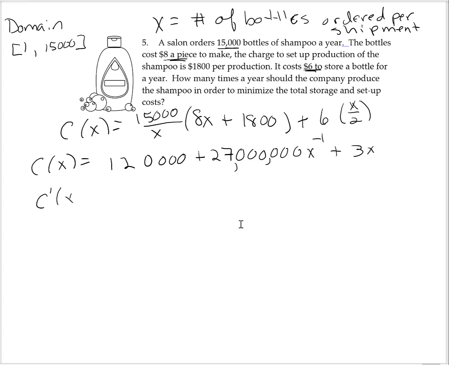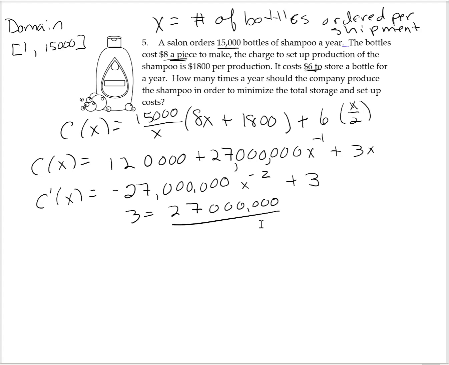So now that we have the cost function, we can take the derivative. This beginning 120,000, that goes away. The negative comes down, so now I have negative 27 million X to the negative 2, derivative of 3x is 3. We are going to set that equal to 0. So since we've done this so many times now and I'm thinking equal to 0, I know I'm going to end up with 3 equals 27 million over x squared.